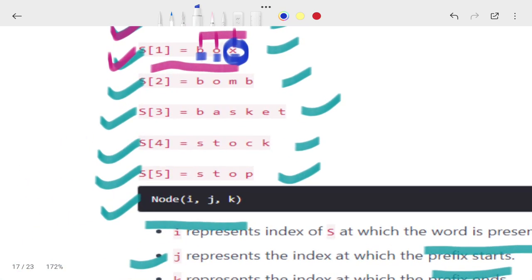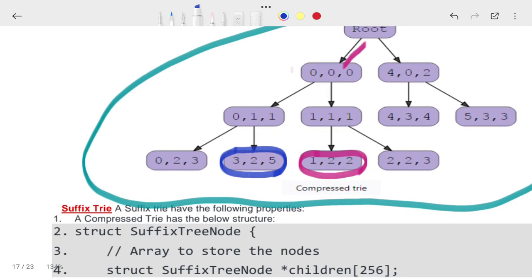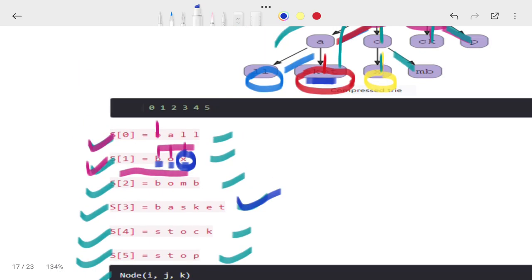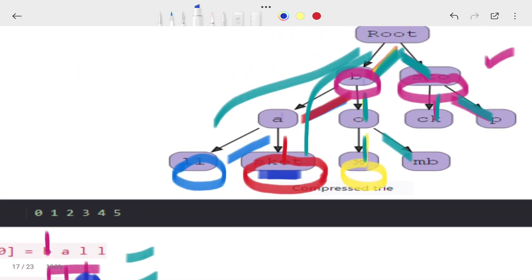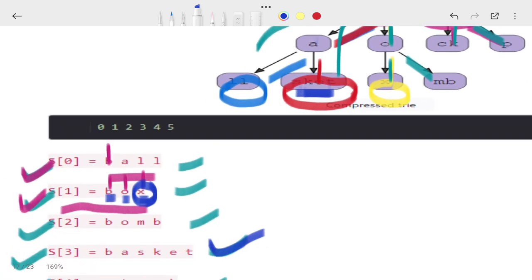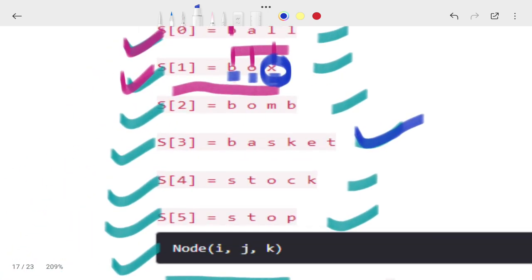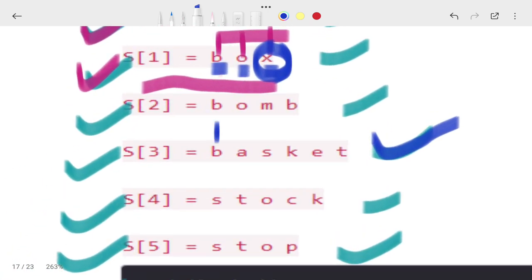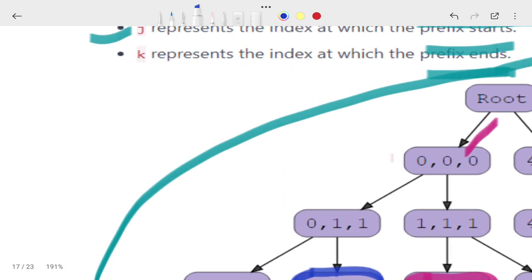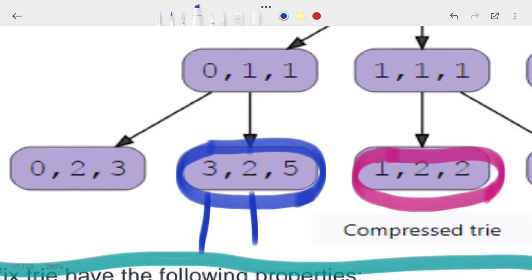Now where is the basket came? Basket came at 3, so I have written 3. Done. Now what is 2? So now see here, in BASKET, S. So where is S? Now you can see 0, 1, 2. So at 2 my S is there, so I have written 2 here.